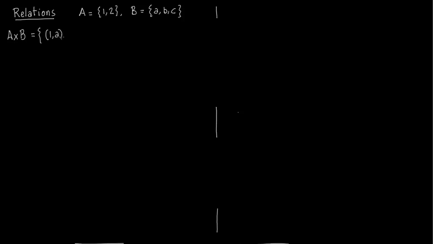So let us write down first of all the Cartesian product. So I've taken 1 from set A and a from set B, 1 from set A and b from set B, 1 from set A and c from set B, 2 from set A and a from set B, and so on.